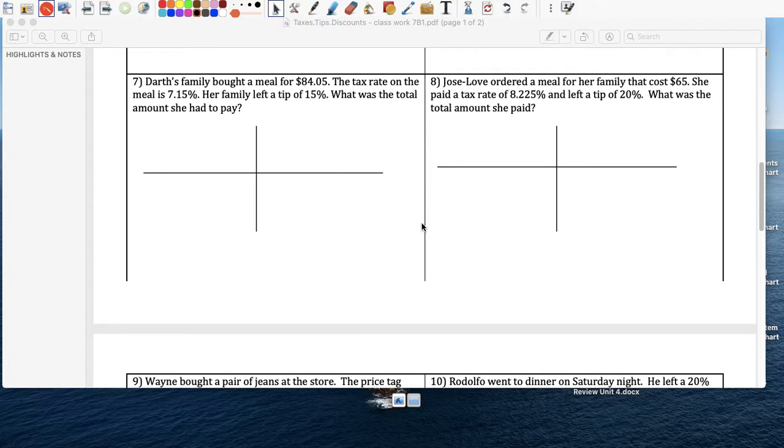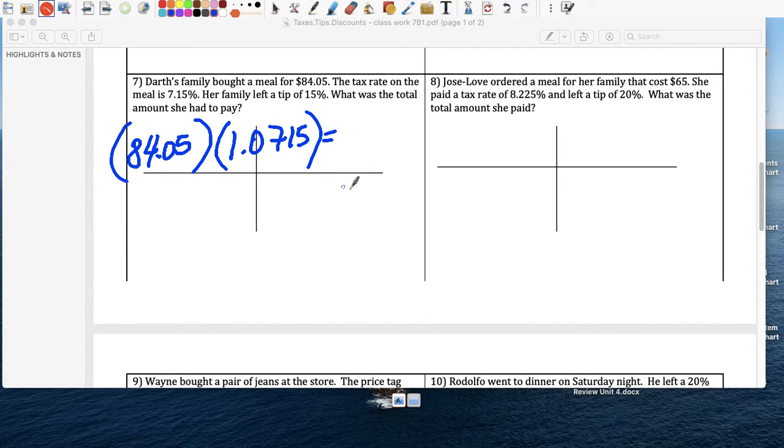Okay, another question was discount. Is there tax? Okay, so 84.05. If we add tax to that, let's multiply that by 1.0715. So our meal plus tax, 84.05 times 1.0715, is going to give us 90.06 rounded. Okay, so that comes to your table, and now you have to do the tip.